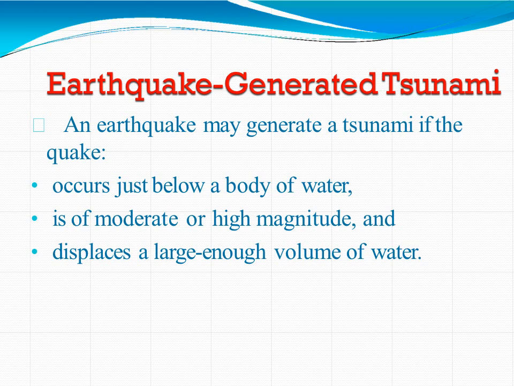That means if it is of low magnitude, below 4 or below 3, then tsunami is not generated. But if it is of moderate and high magnitude, that means above 5 or above 6, then tsunami can occur. Displace a large enough volume of water.